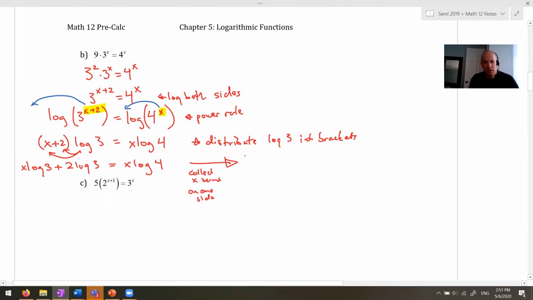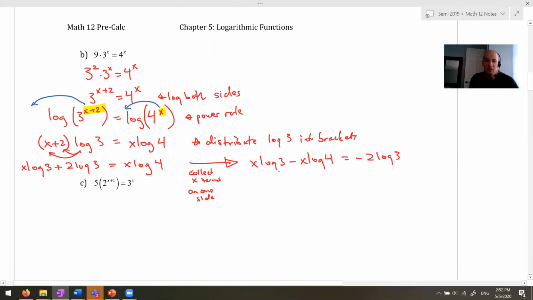What we're going to wind up getting is x log 3. We're going to subtract x log 4 to get it over here. And then we're also going to take 2 log 3 and move it to the other side by subtracting. So it'll be negative 2 log 3. Okay, you always want to get the x terms on one side.